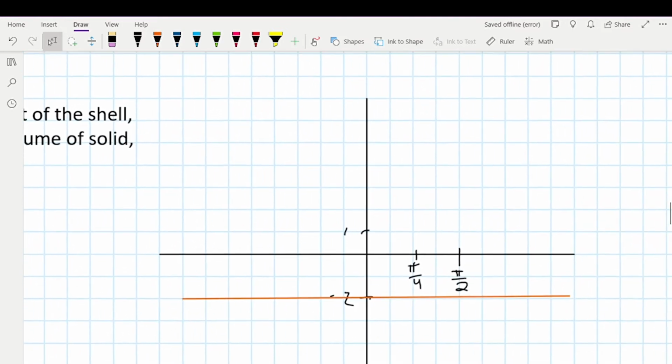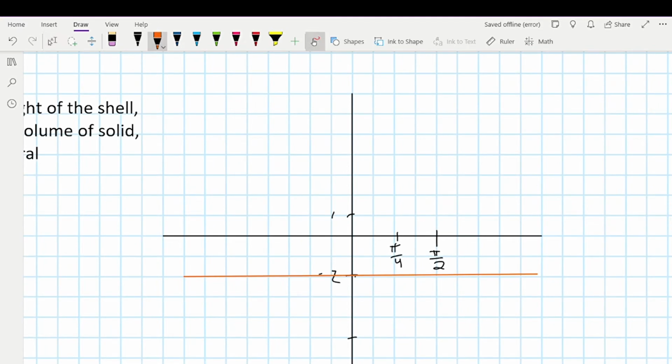So for part A, I went ahead and added a graph in, and we'll call this part A. And so I already added a line here at y equals -2 because I know that's the one we're going to be revolving around. And our equations are y equals cosine x and y equals sine x.